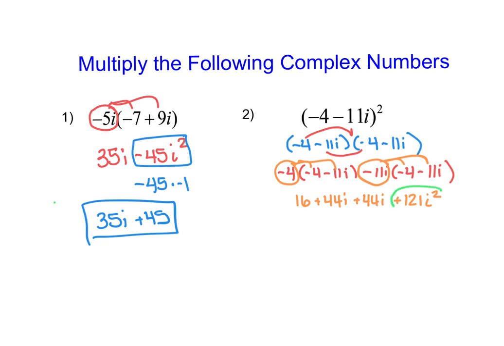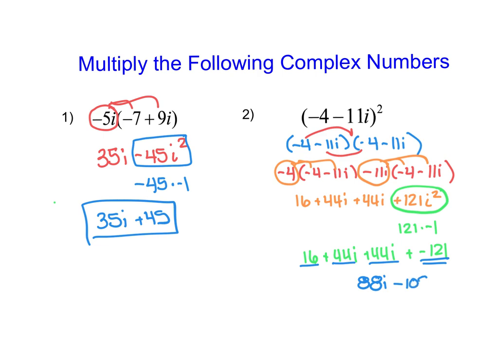Now remember, anything with a power on i we can simplify down. And so here, this is really 121 times negative 1, which is the equivalent to i squared. And so here we have 16 plus 44i plus 44i plus a negative 121. And then we just combine together like terms. I see that the 44i's combine together to be 88i. And then I see that I have 16 and negative 121, which combine together to be a negative 105.